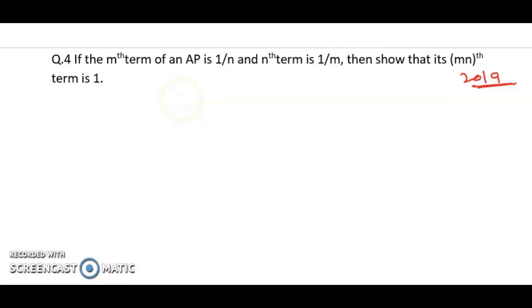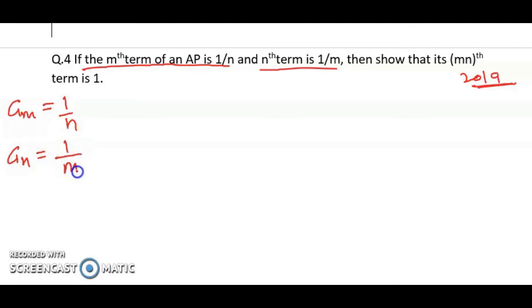Let's see how to solve this question. First of all, the mth term of an arithmetic progression is 1 upon n. So write the mth term am is 1 upon n. And the nth term is 1 upon m. So we write an, that is equal to 1 upon m. And we have to prove that the m into nth term, the mnth term, is equal to 1. That we need to prove here. So let's see. First of all, am equal to the given 1 upon n.